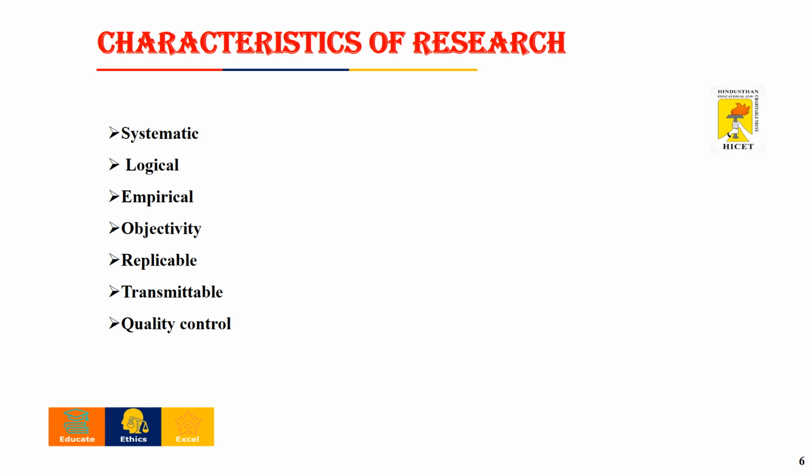Characteristics of research. Systematic, logical, empirical, objectivity, replicable, transmittable and quality control are a few of the characteristics of research. What is systematic? All steps must be interrelated one to another in our research work. Logical means agreeing with the principles of logic. Empirical, conclusions should be based on evidence and observations. Objectivity, it must answer the research questions.